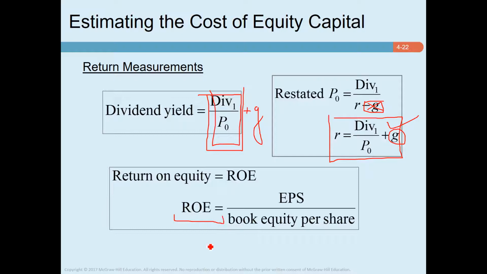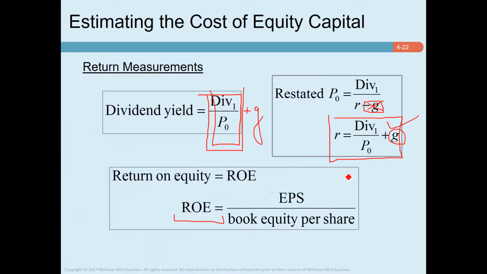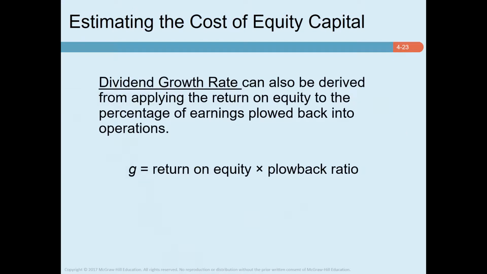Another concept is return on equity. Return on equity is the earnings generated by a firm on its equity capital. So this is EPS divided by book equity per share. Now, one point we need to understand is that so far we talked about growth rate of dividend. An obvious question can come to your mind: how do we calculate this growth rate? Well, there is an easy way to calculate this growth rate. This is return on equity multiplied by plowback ratio.